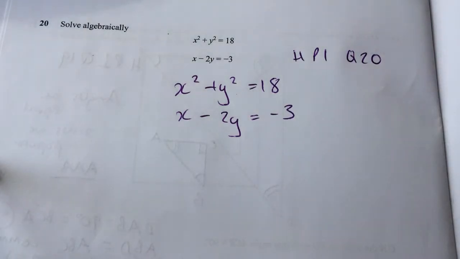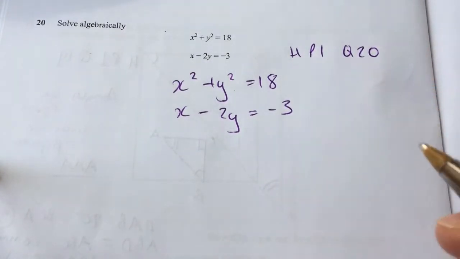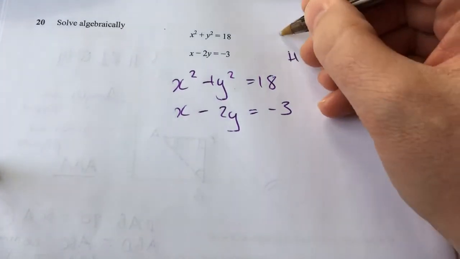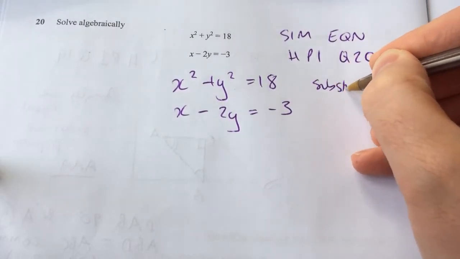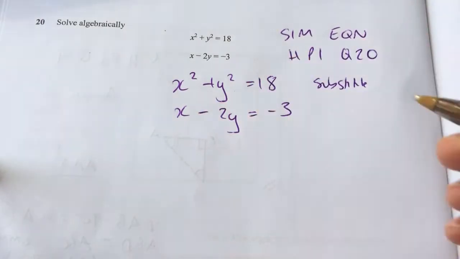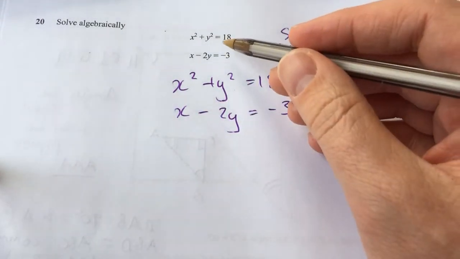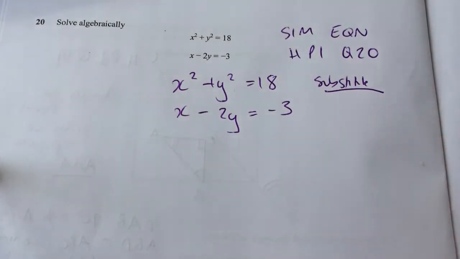We're continuing the higher paper series, doing higher paper 1, question 20. And this here is simultaneous equations. What we have to do is substitute what we can find from one equation into the other. Now we have quadratics and a linear, so we can't use elimination. We have to use substitution.